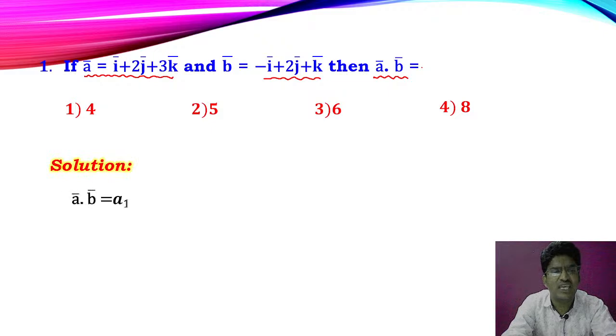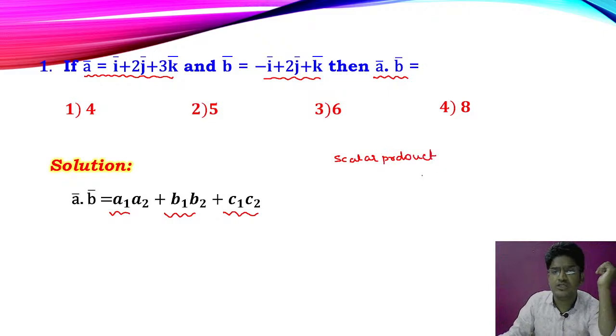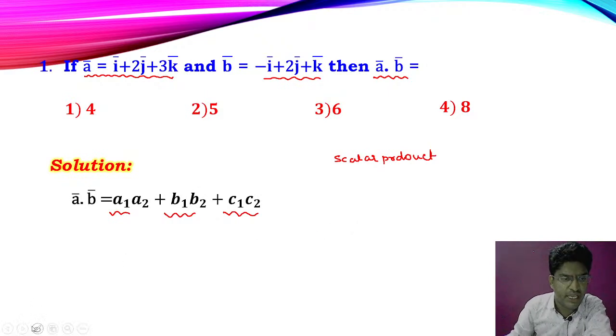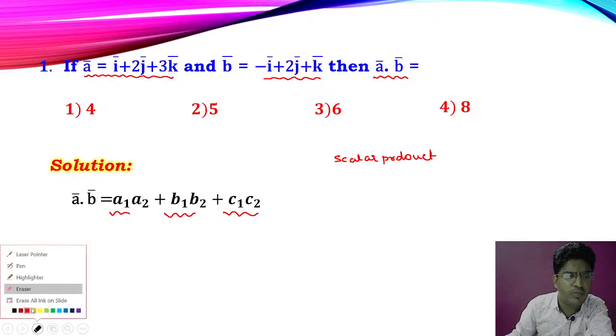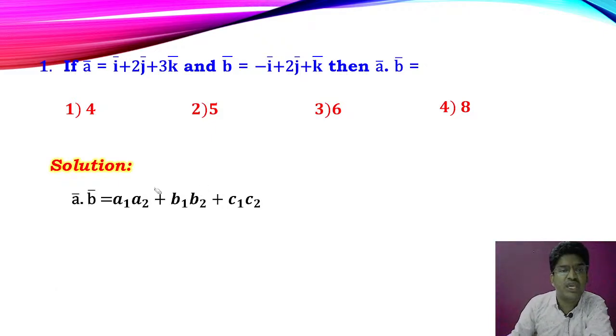So for that you can see here, A dot B is equal to A1 into A2 plus B1 into B2 plus C1 into C2. Many of you know that it is a scalar product. Dot product is nothing but scalar product. Scalar product means it is the component wise multiplication. Component wise multiplication means you multiply the I component with I component, j component with j component, and k component with k component.